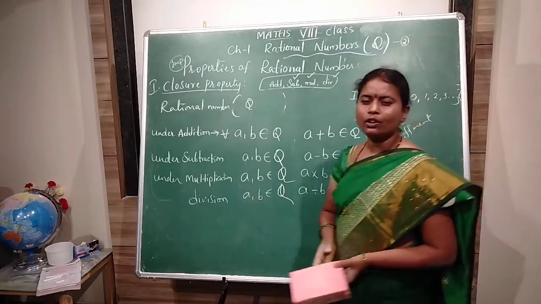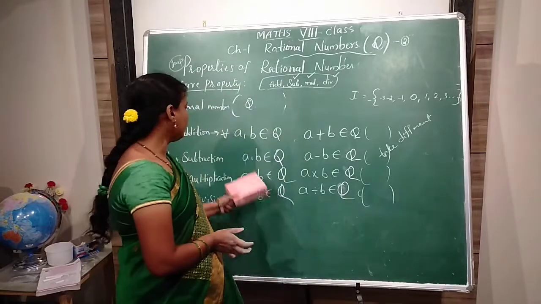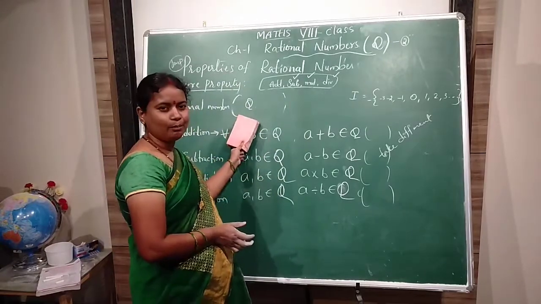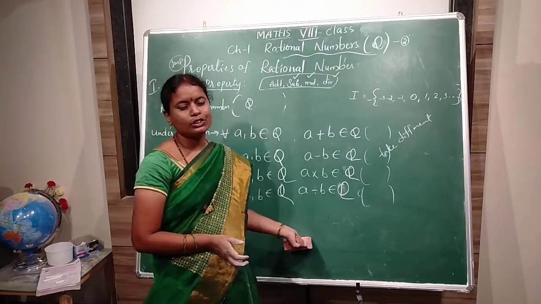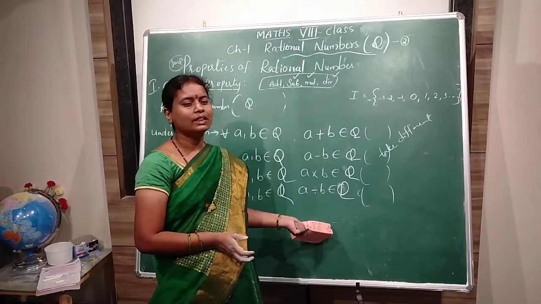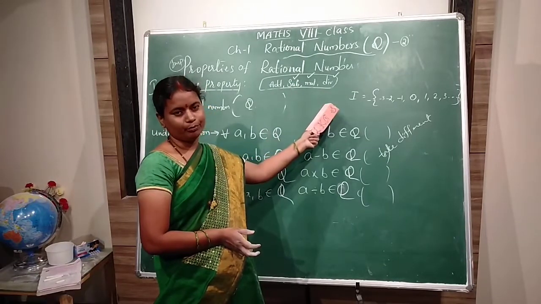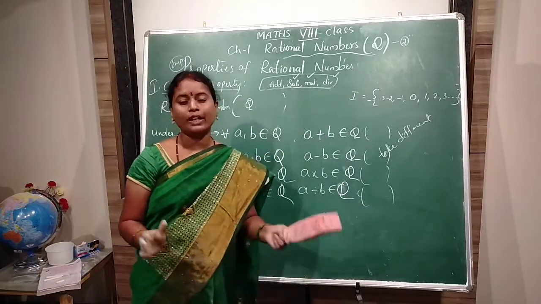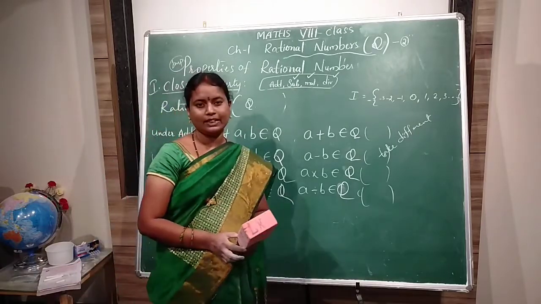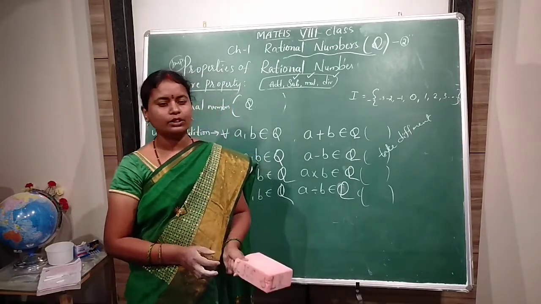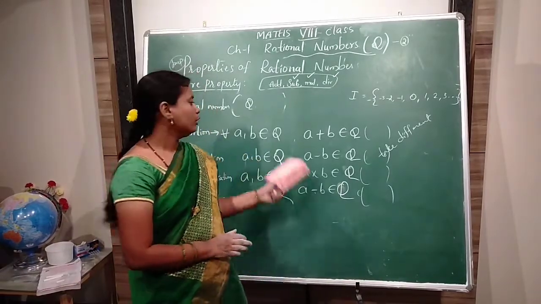I hope you understand today's class. Don't forget to take examples and try to write the conclusion for the closure property of rational numbers under addition, subtraction, multiplication and division. Today we discussed only the closure property. We have three more properties: commutative, associative and distributive. So don't get confused.